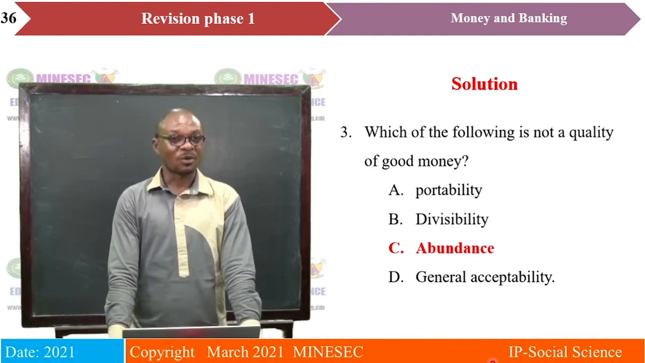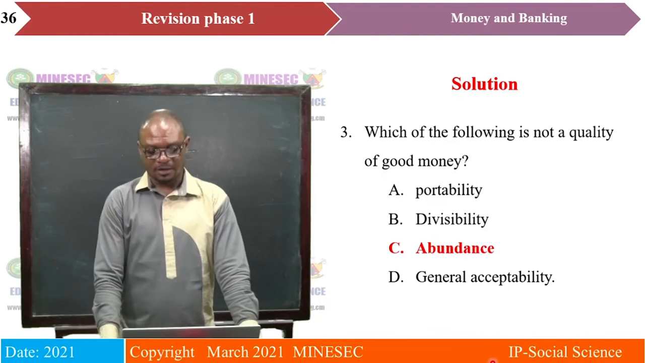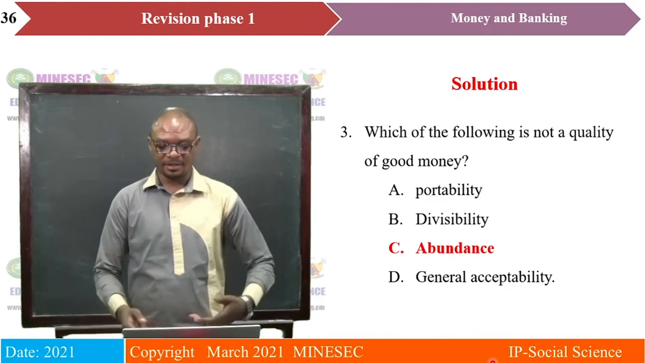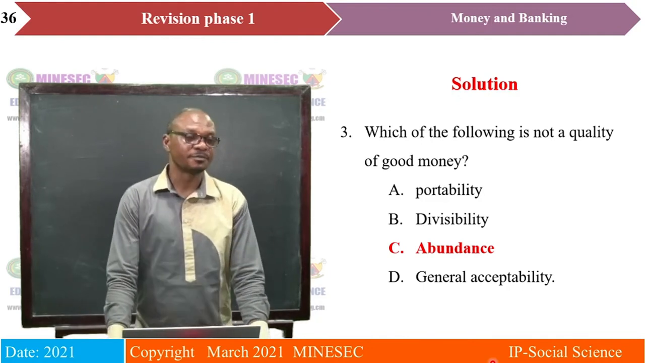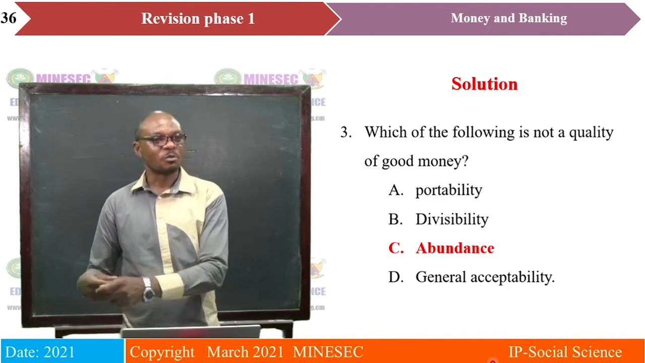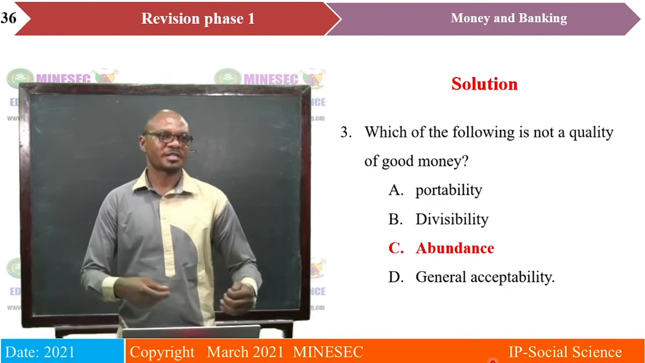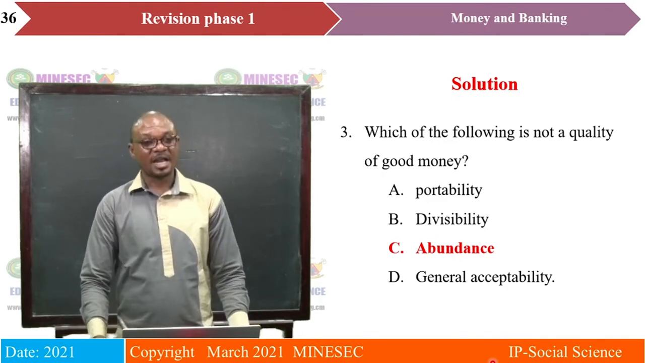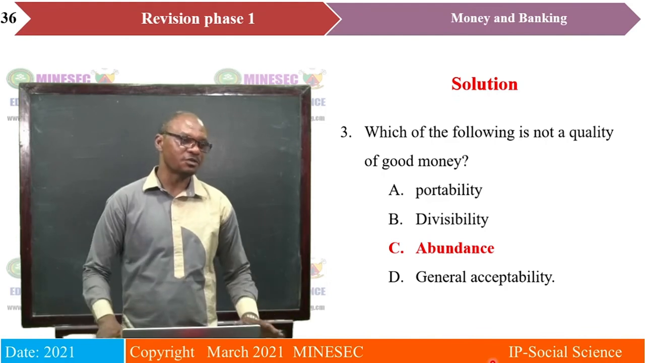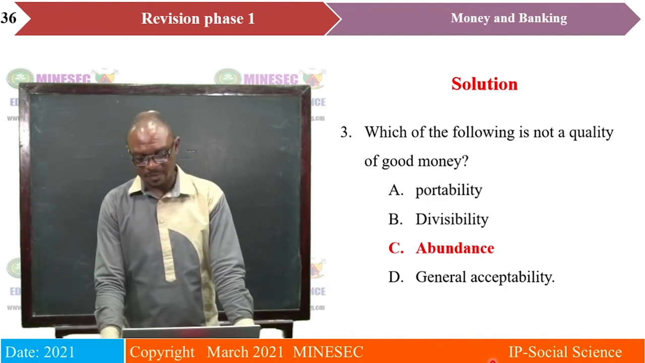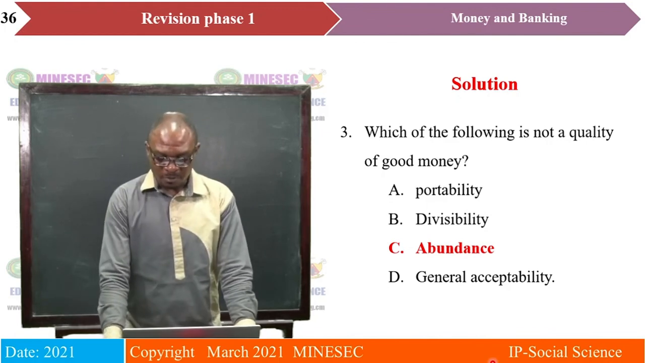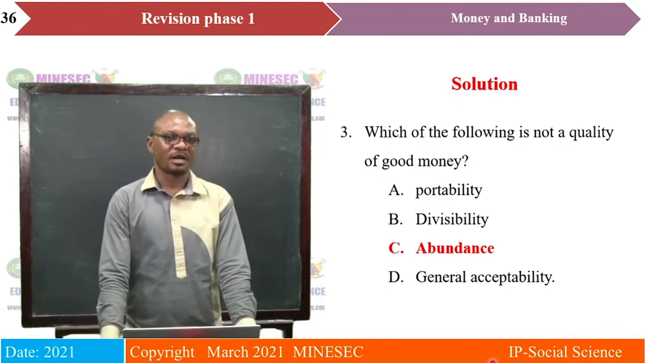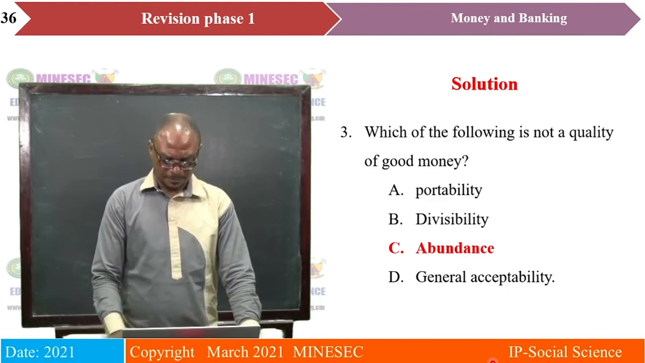Abundance. Well, look at the qualities of good money, which we mentioned earlier. It should be portable, capable of being carried around easily, even in large quantities. It should be divisible, being divided into smaller denominations to facilitate transactions of small value. And then general acceptability, of course, that is the essential condition for any item to be accepted as money. So money should not be in abundance, it should rather be scarce. That does not mean that we cannot work hard to get much money.